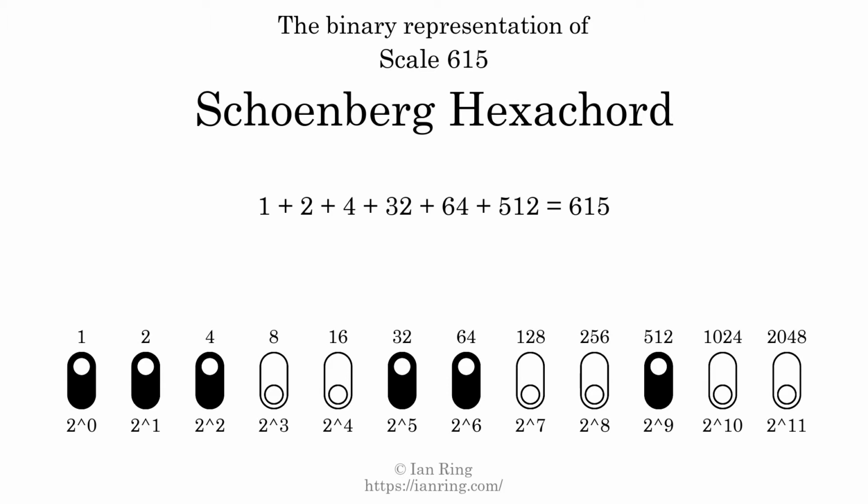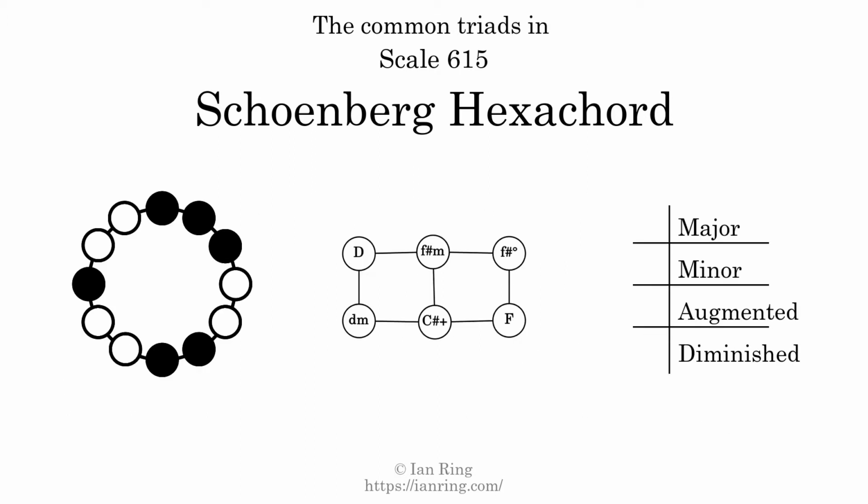The scale number not only enumerates the scale with a unique index, but it also literally describes the tonal content of the scale. Represented as a binary number in base 2, the scale number is 001001100111. Here are the common triads present in this scale.